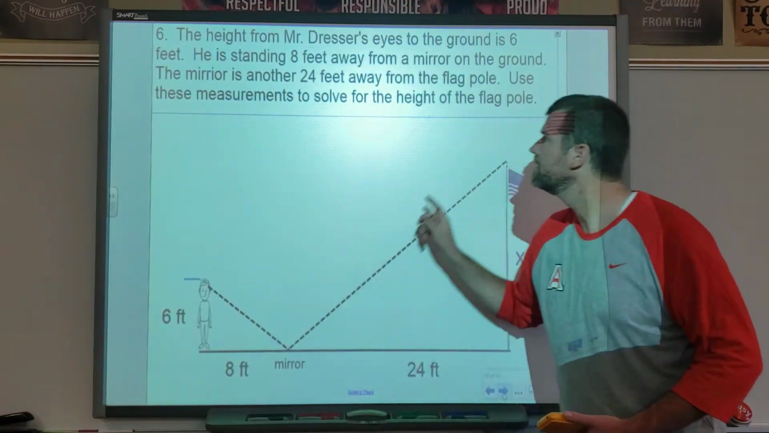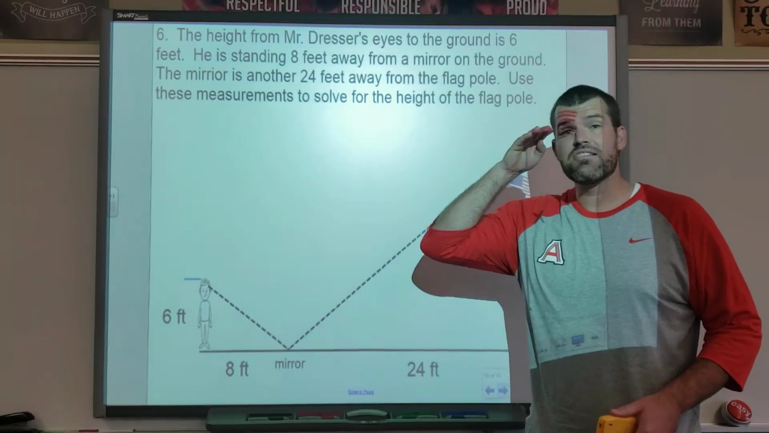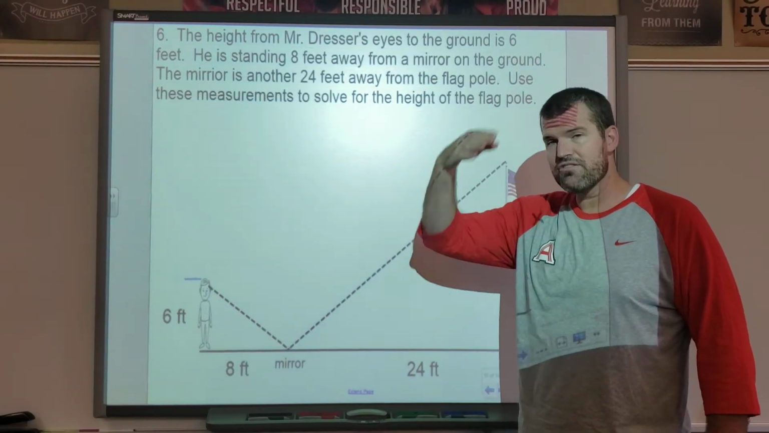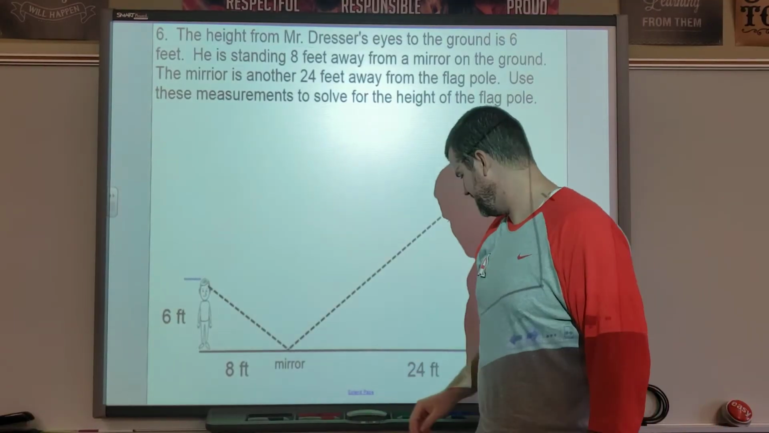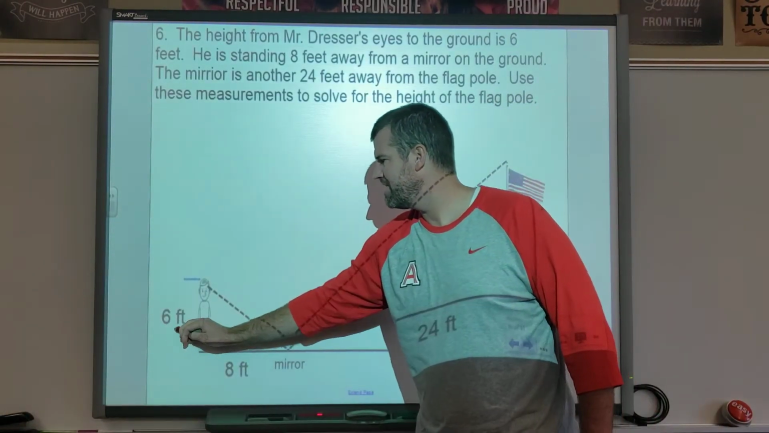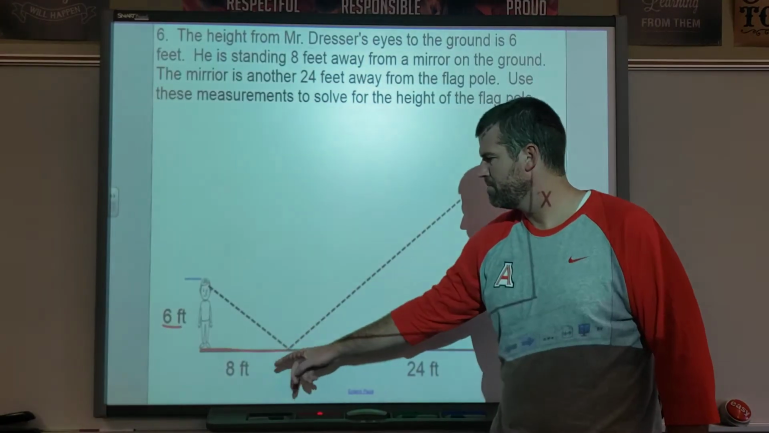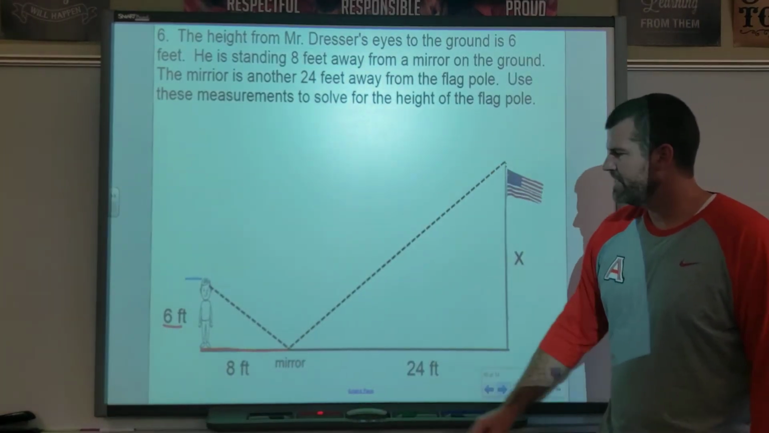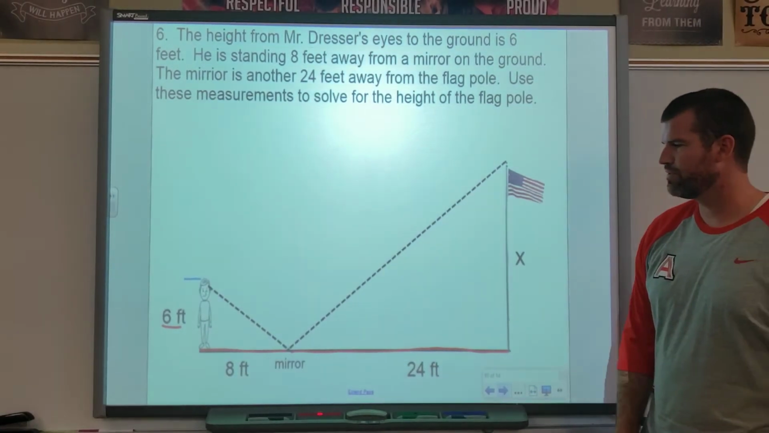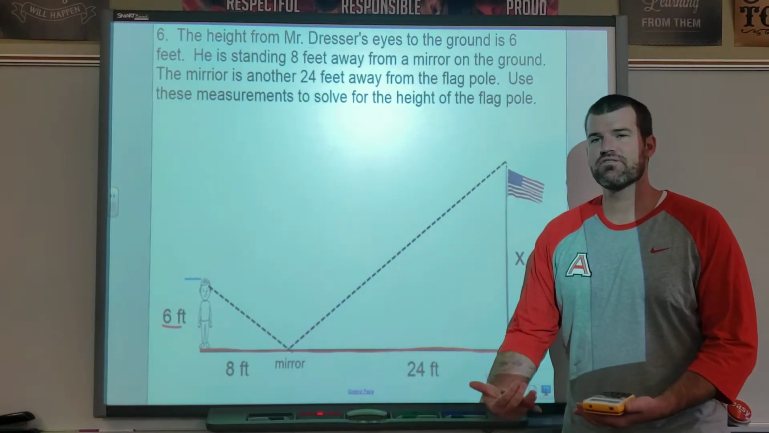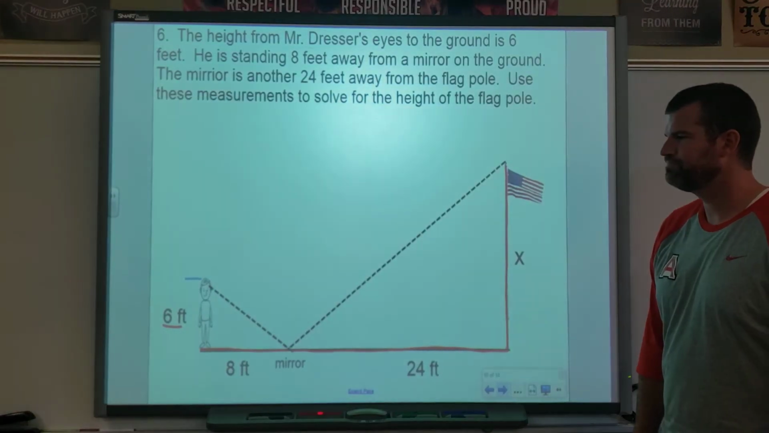All right. So the height of Mr. Dresser, from my eyes, right? Because my eyes are what look at the mirror. So not me, I'm 6'4", but my eyes are at a height of 6 feet. So we've got my eye height is 6 feet. I'm standing 8 feet away from the mirror. And then the distance from the mirror to the base of the flagpole is 24 feet. So if I measure those things out, I can now find the height of the flagpole.